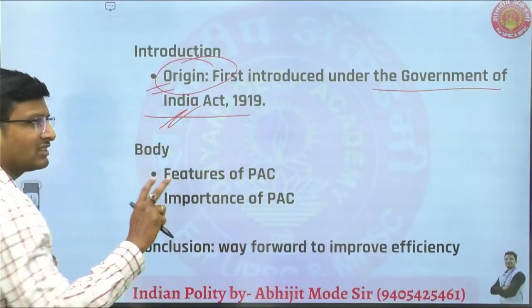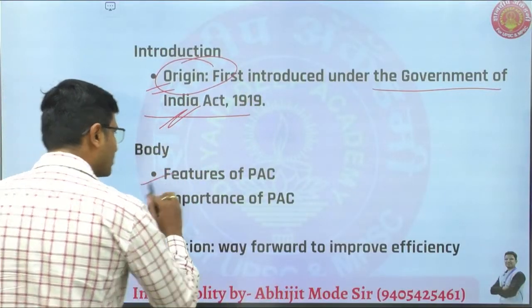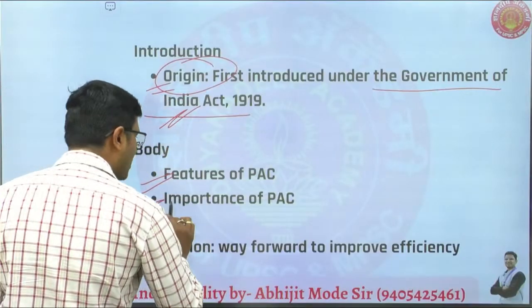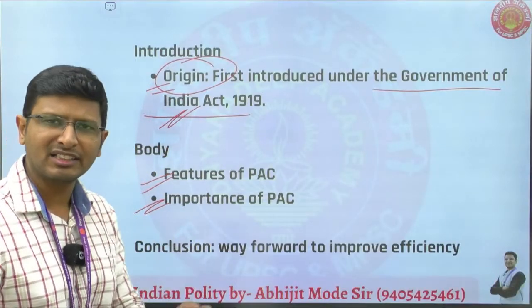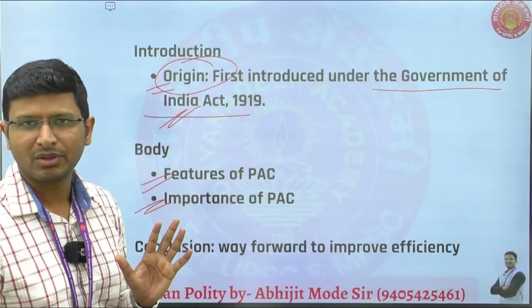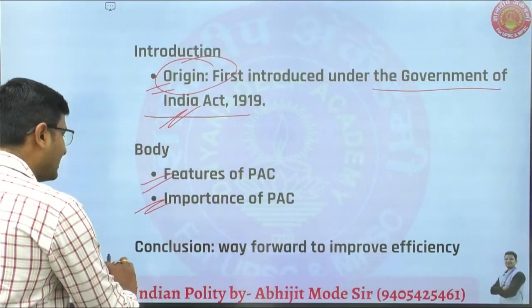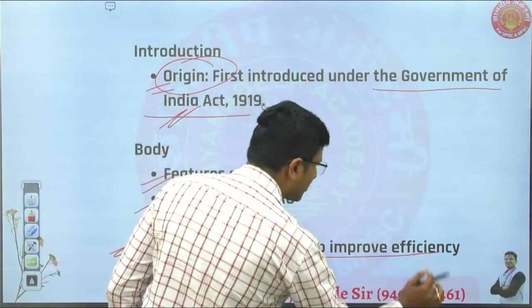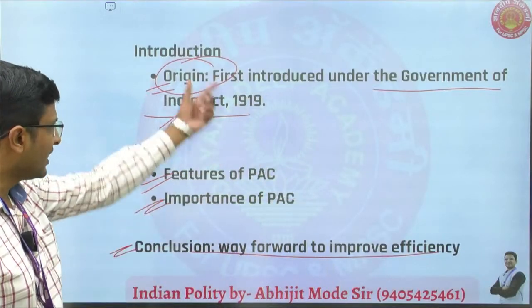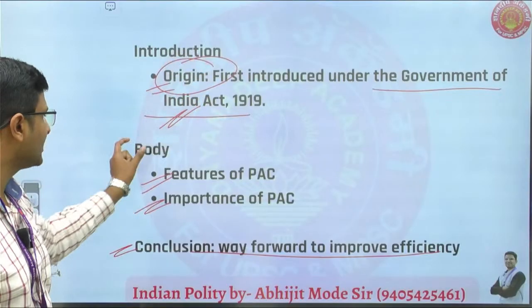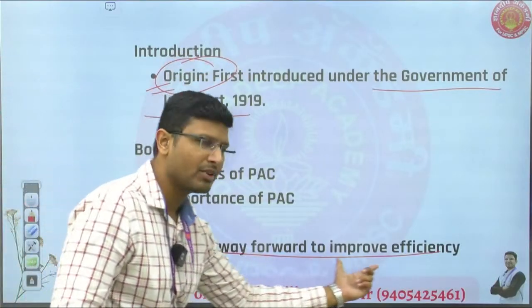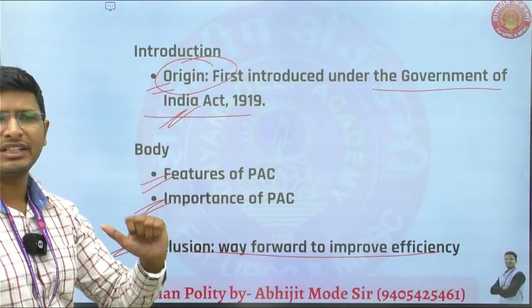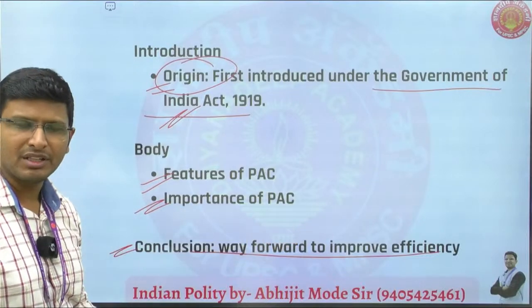And in the body, two things are specifically asked. You have to write the features of the public account committee and the importance of the public account committee. Clearly, it is given in the question what you have to write. And then the conclusion, where you have to write the way forward to improve the efficiency. Understand the structure: you write the introduction, then the body, and then in the conclusion the way forward, how the public account committee's efficiency can be improved.